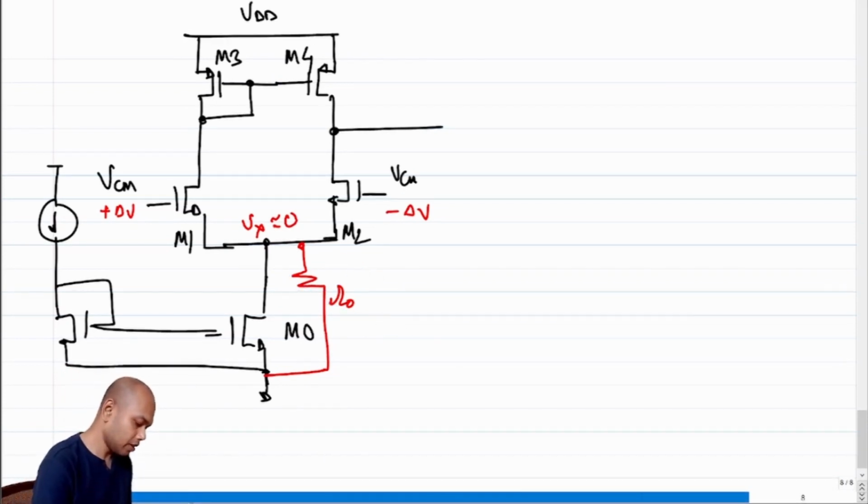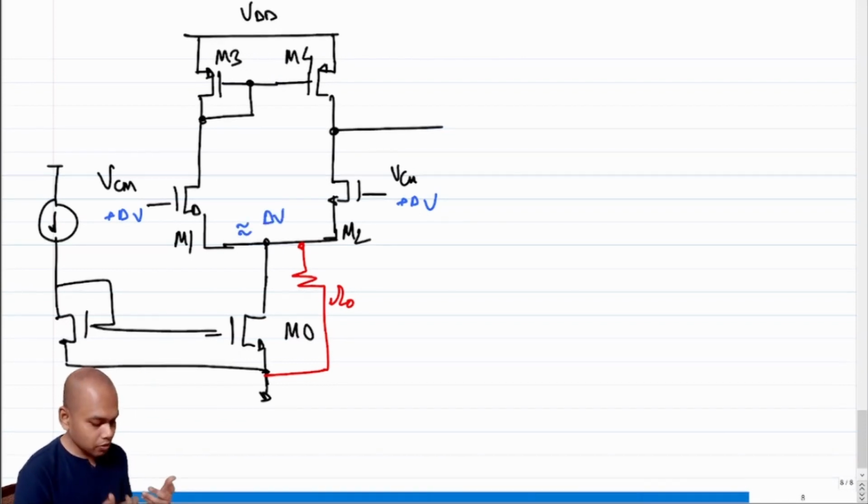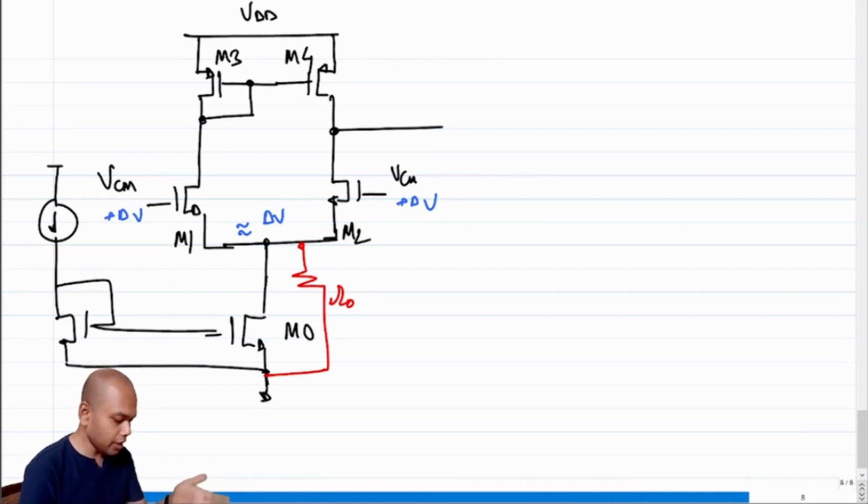However, if we have common mode excitation, let's say we have plus delta V here and plus delta V here, then we cannot neglect it, right? Because if this happens, then what is the voltage swing here? This is approximately equal to delta V. So as far as the voltage swing at this node Vx is concerned, that is the same. That was almost equal to delta V in the previous architecture. So do you think it's the same in this architecture? It's kind of the same, right?